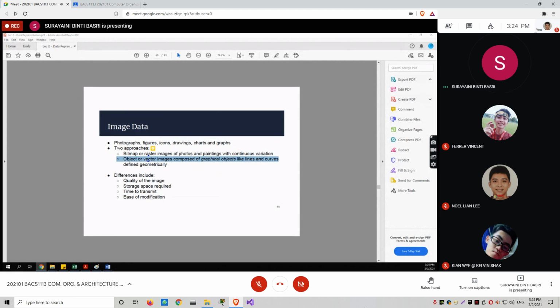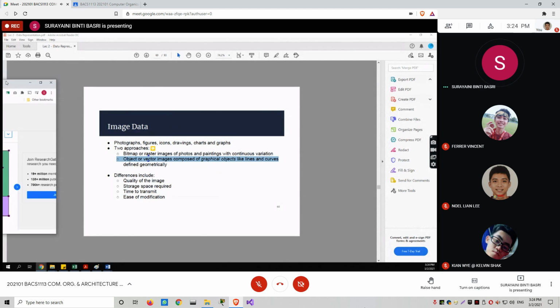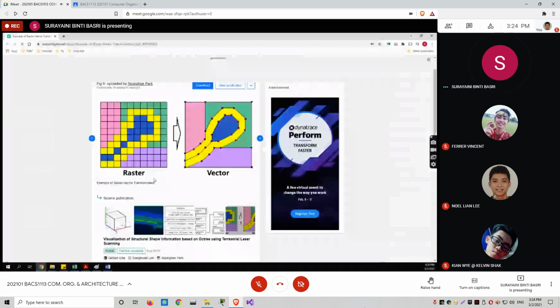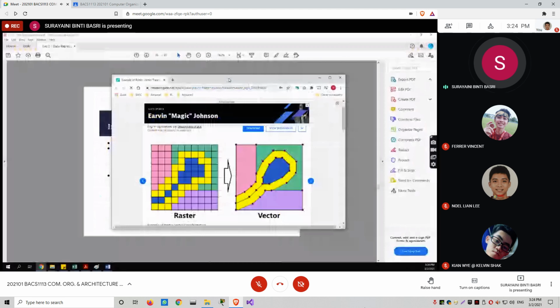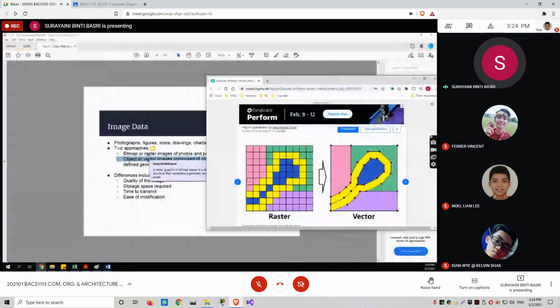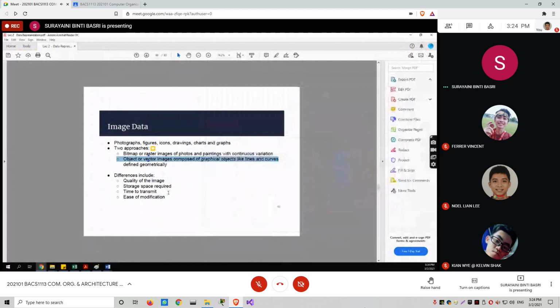Okay, so this is an example of raster and vector. You can see the difference. This is the bitmap or raster image. This is the vector. Okay, just for your imagination.